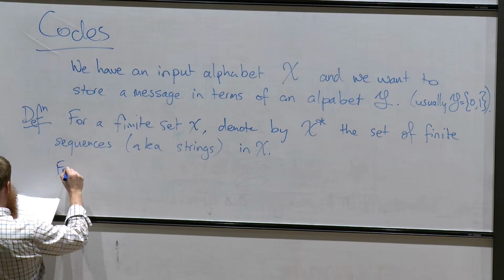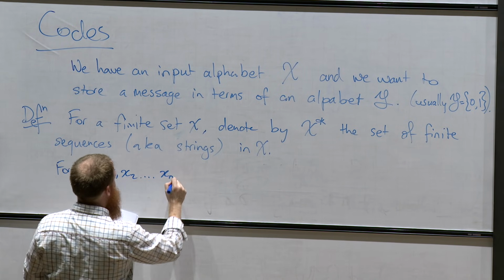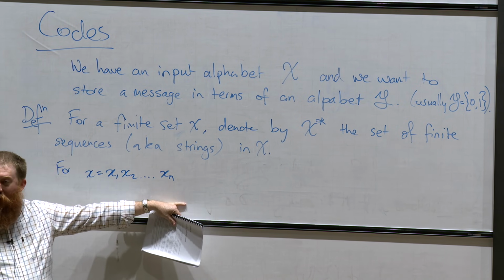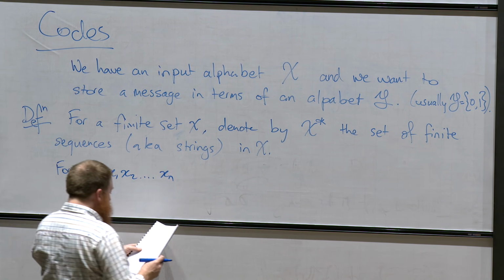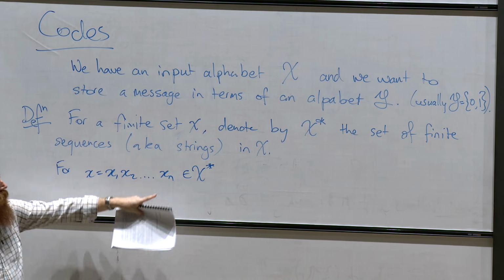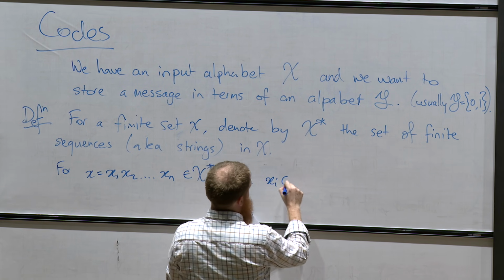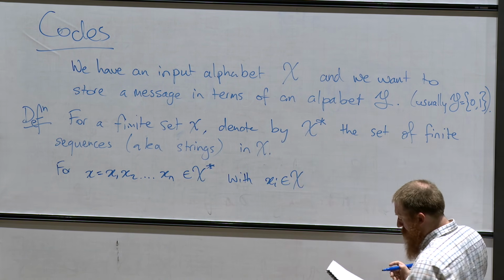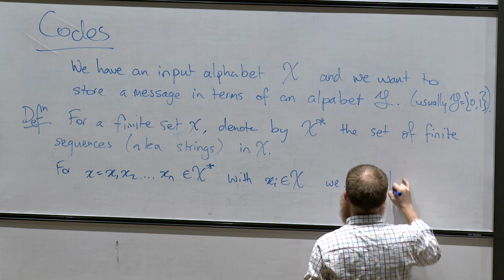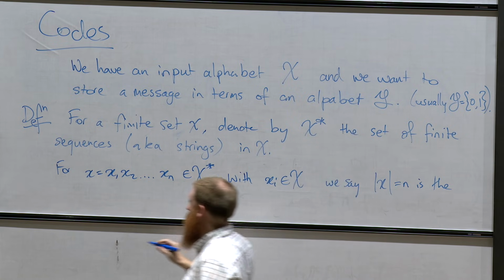For x equals x1, x2, up to xn, I'm not going to write a symbol for concatenation. I'm just going to write them next to each other, rather than putting any symbols in between them. So this is in X star. It's a finite sequence taken from X, with each xi in X. We say n, the size of x, is the length of the string.